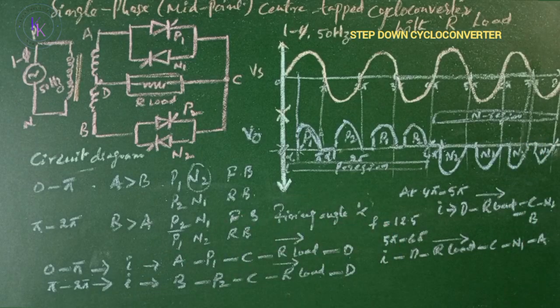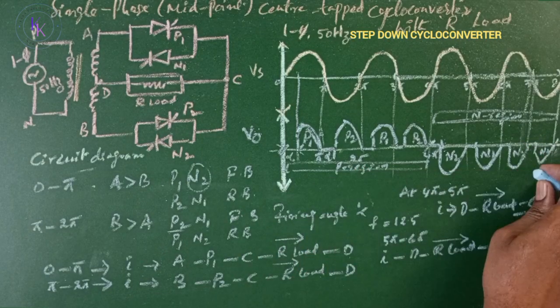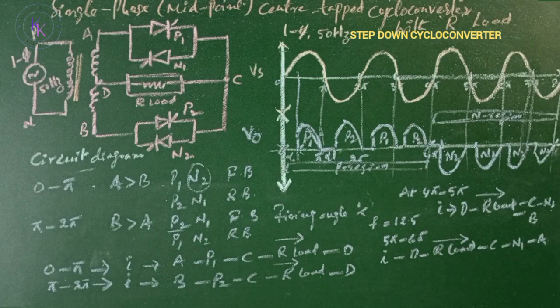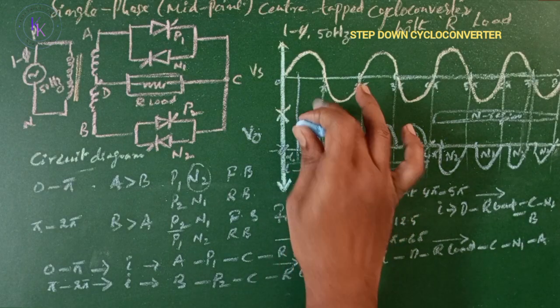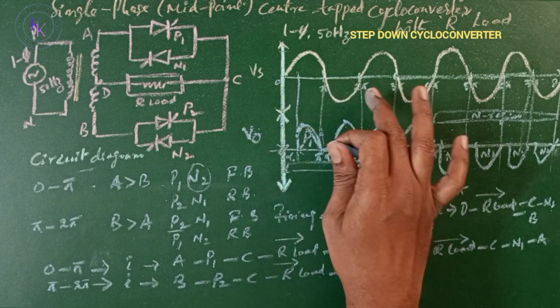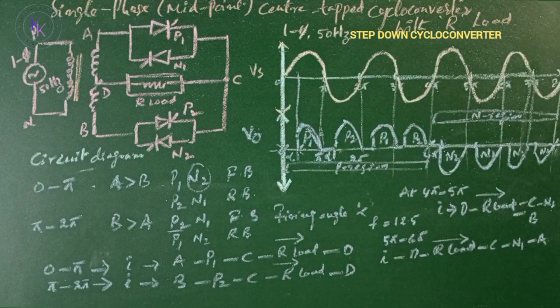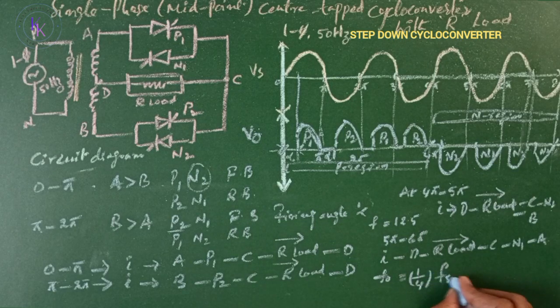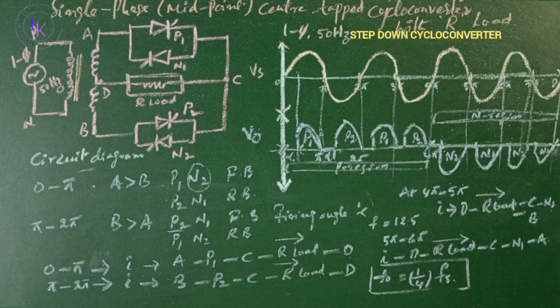In this output, to complete one cycle, it has taken 8 pi radians, which is 4 times more than the input supply. The input supply takes only 0 to 2 pi to complete one cycle. When the time period is increased 4 times, the frequency is reduced to 1 by 4th. So output frequency F0 is given by 1 by 4 times the source frequency Fs. This is how the cycloconverter works for step down.